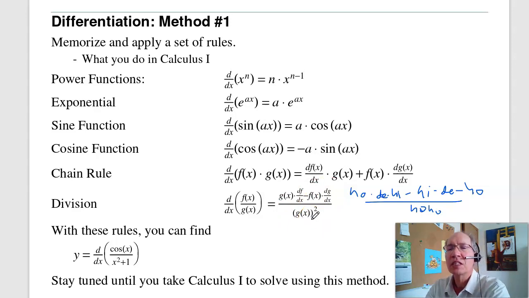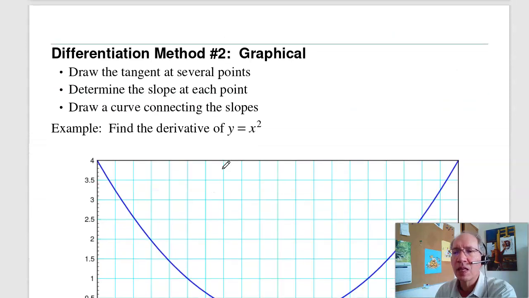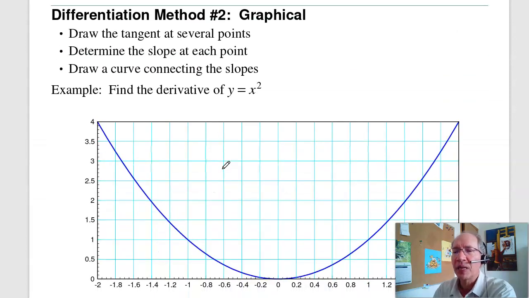So that's kind of a set of rules that you learn in Calculus 1. With those rules, I can do things like find the derivative of cosine of x over x squared plus 1. Now, when you get to Calc 1, you'll do it using these memorization tables. In this class, we're going to be using Matlab and graphical methods.